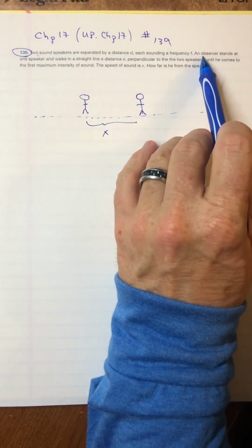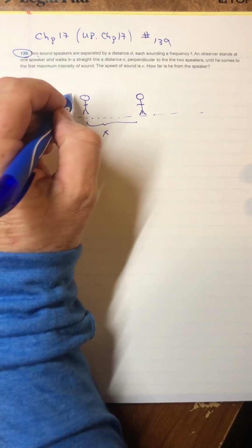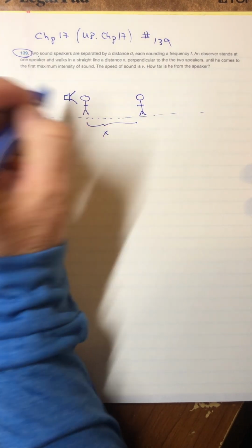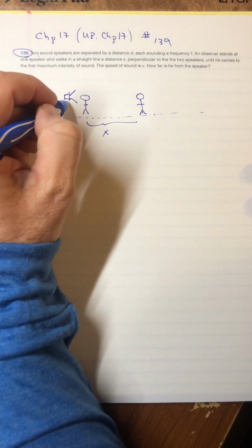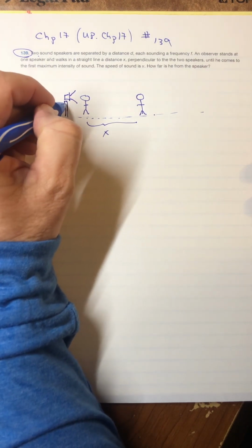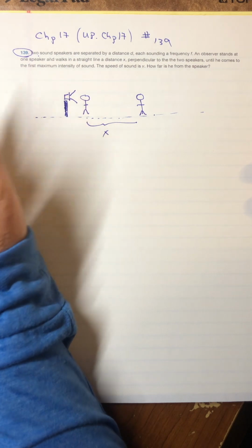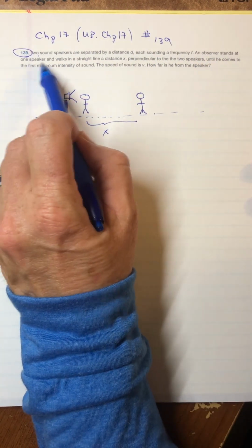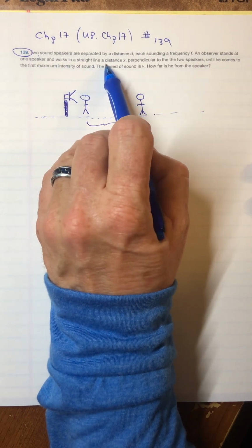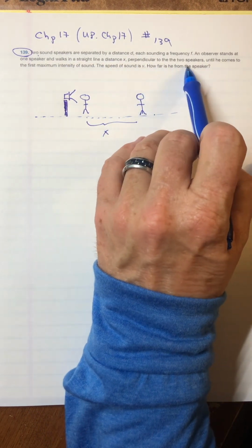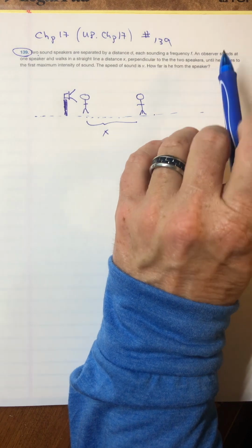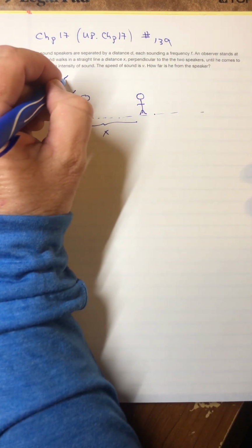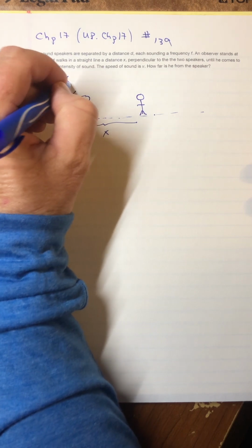Okay, so the observer stands at one speaker. All right, so I'll say, okay, here is speaker number one. So maybe speaker number one is on a pole here. Okay, so an observer stands at one speaker and walks in a straight line a distance x perpendicular to the two speakers. They could have done a better job explaining this.